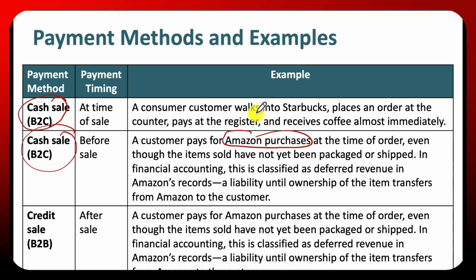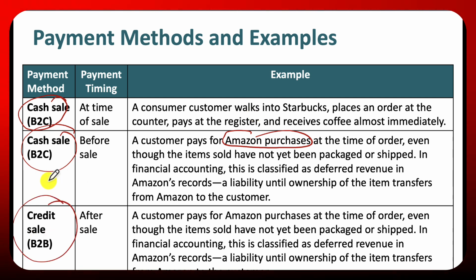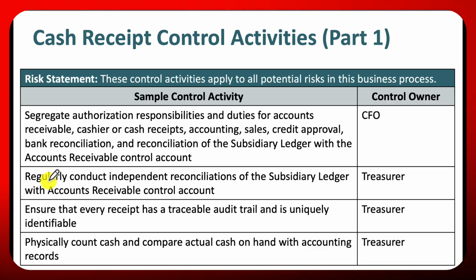We might also have a credit sale from B2B, which is business to business, and this payment timing might be after the sale. A customer pays for the Amazon purchases at the time of the order, even though those items sold obviously have not been packed or shipped yet. So we still have deferred revenue until the actual shipment takes place.